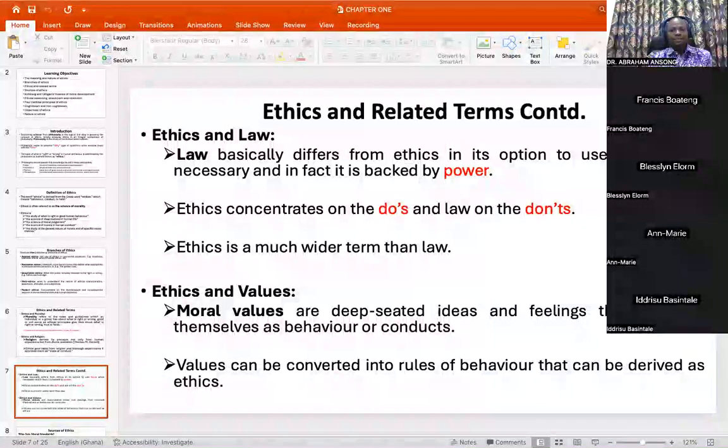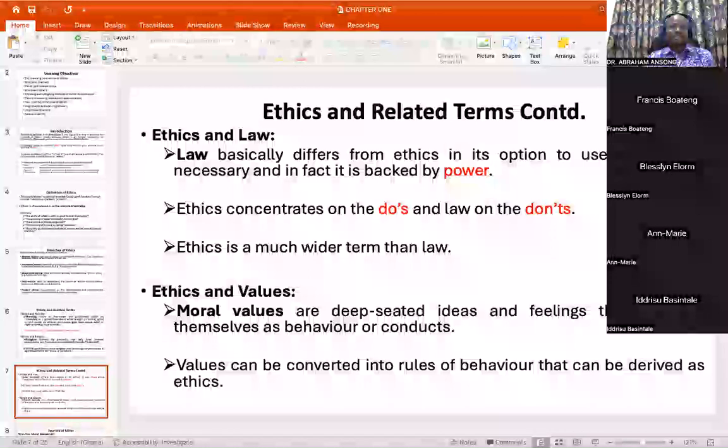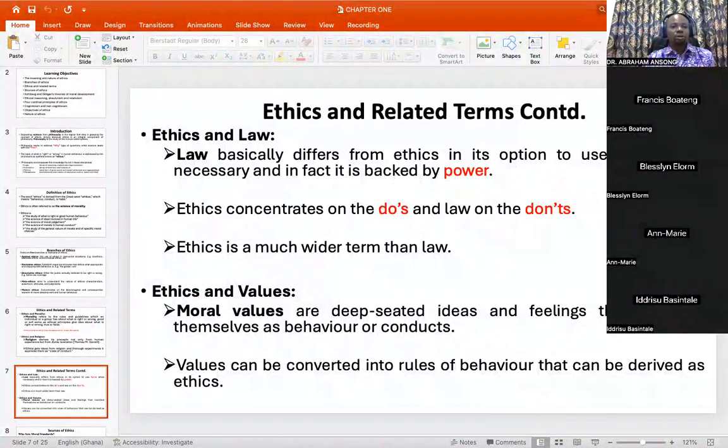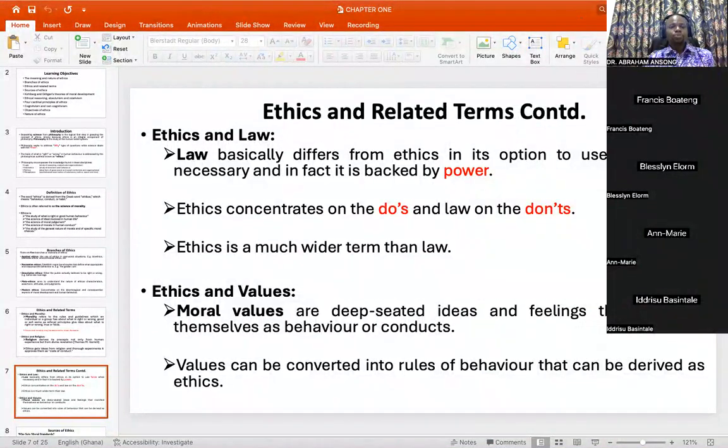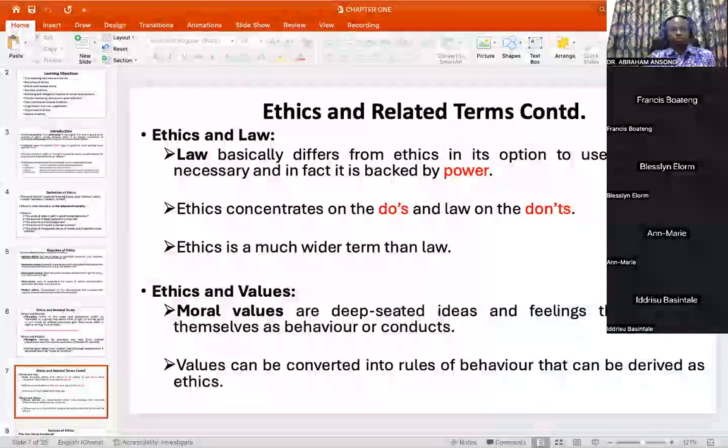The other difference is that ethics concentrates on do's, whilst law concentrates on don'ts. With ethics, the emphasis is on advising and encouraging you to do that which is right. But with law, if you take the criminal code, it is all about what you shouldn't do. That is the thrust of law. It focuses on don'ts, things that could lead you into trouble, and specifies the consequences of your failure to comply. Whilst with ethics, it is more of do's, things that you have to do, and within this context, doing that which is right.